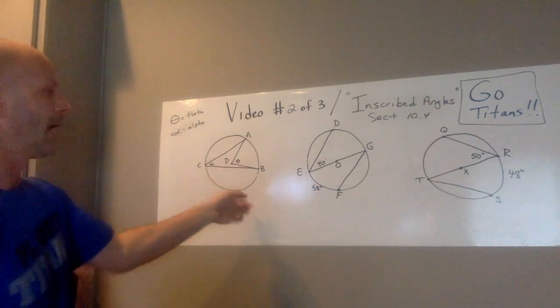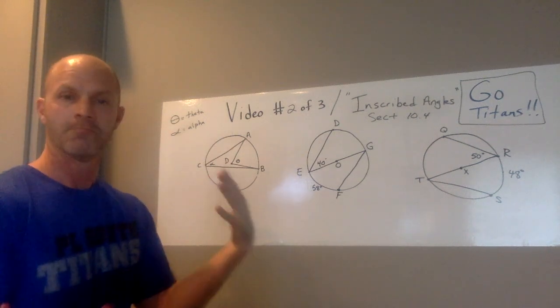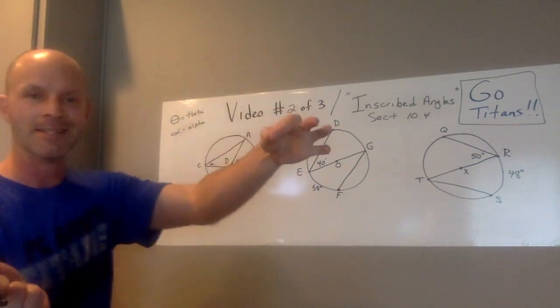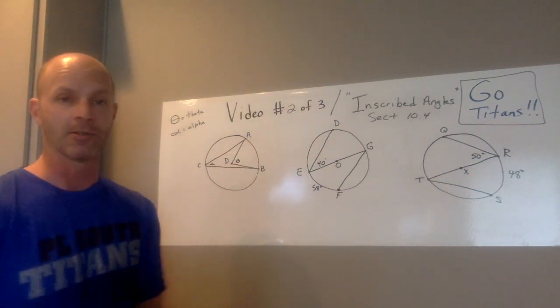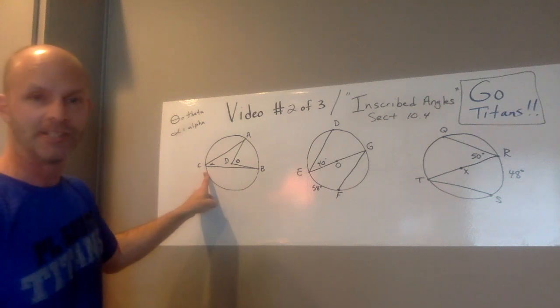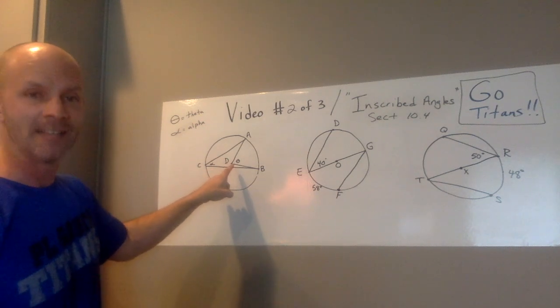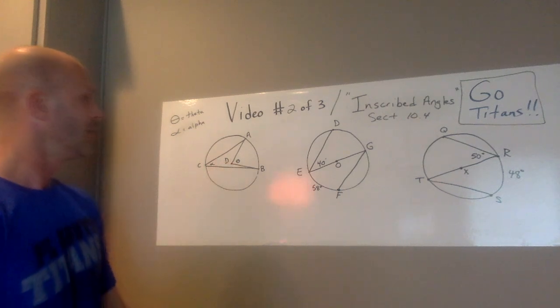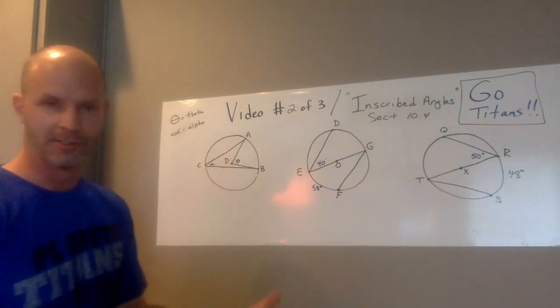Okay, so we need you to copy a circle, make a circle. Just like last video, A and B are going to be the ends of the angle that are endpoints on the circle. And then the vertex is going to be C. And there is a center of our circle, D. D is our center.